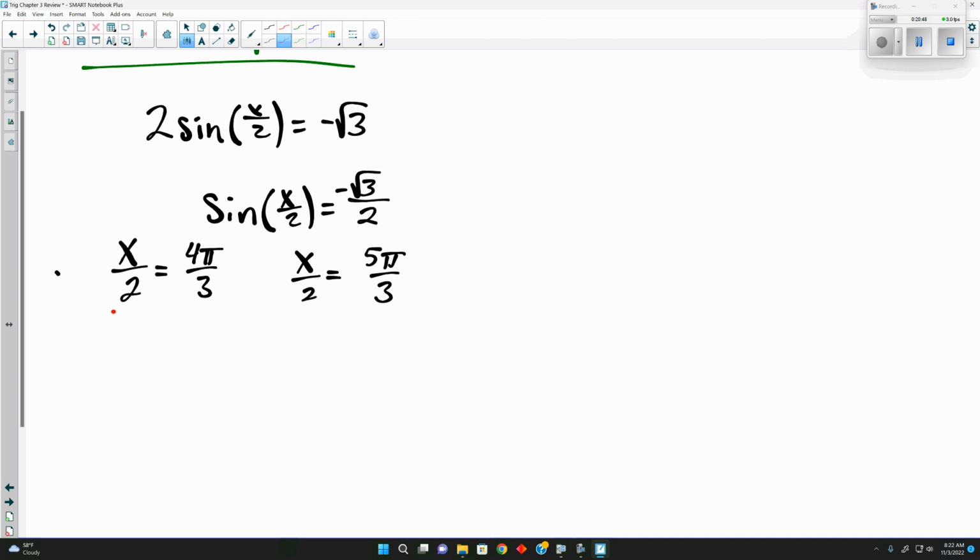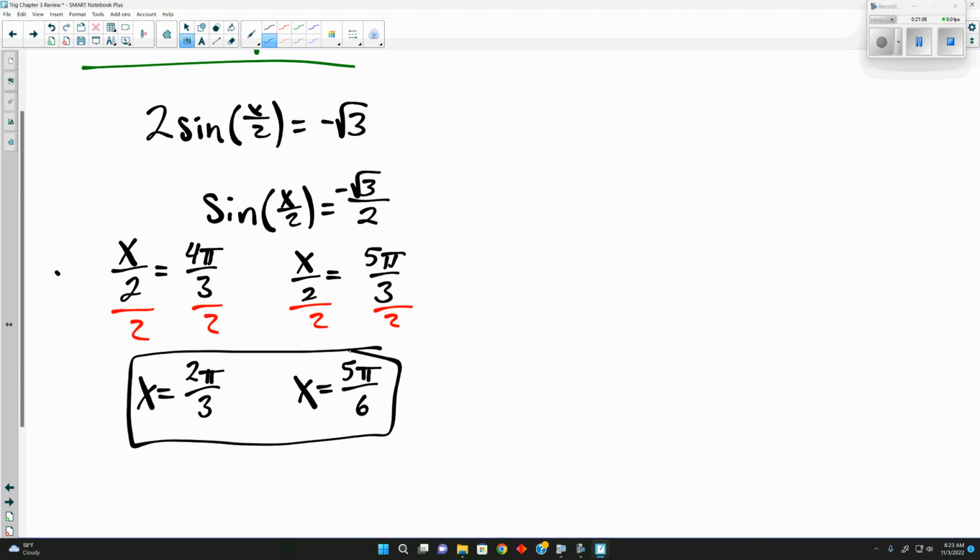Now at this point here, we can divide both sides by 2, telling us x is 2 pi over 3. We can do the same thing here, and it'll tell us that x is 5 pi over 6. Because the other one simplified, the other angle would have been 4 pi over 6, but 4 over 6 reduces to 2 over 3. Any questions on this here?